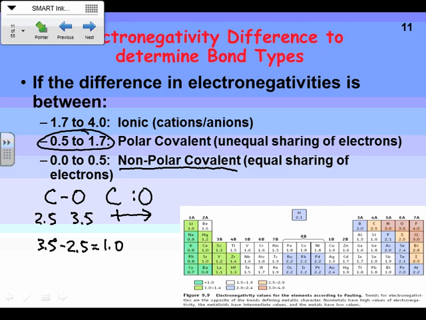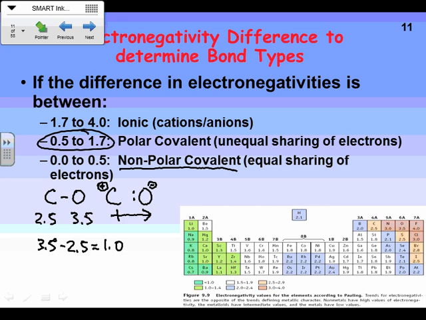Same thing is happening here. There's not a complete transfer of electrons, but the oxygen is going to be a little bit more negative. That side of the molecule, just a little bit more negative. And this side of the molecule is going to be a little bit more positive because the electrons are closer to the oxygen than they are to the carbon.